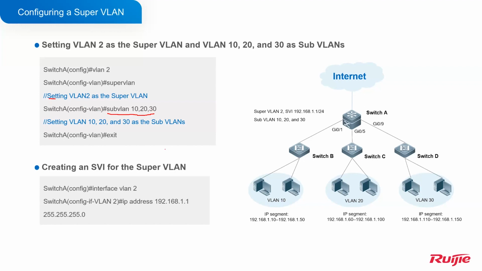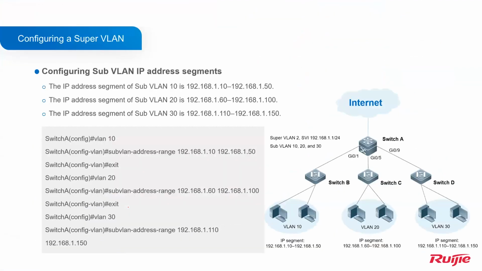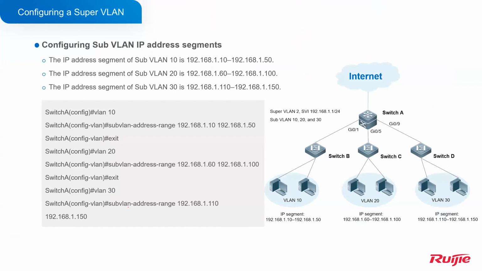And for the Super VLAN, we should create the SVI, so interface VLAN 2. So we have created SVI 2 and configure the IP address of the interface SVI 2: IP address 192.168.1.1, and the mask is 255.255.255.0. So this IP address will be the gateway of all the PCs, right? And then next, configure the sub VLAN IP address segments.